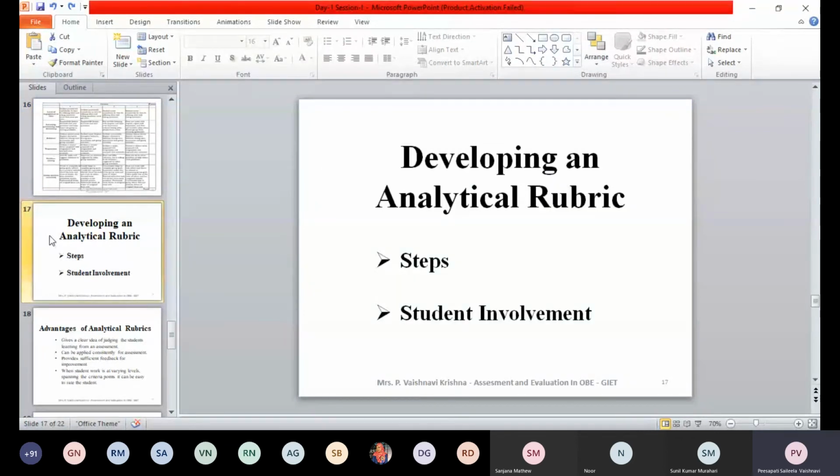Okay, now how are you supposed to develop a rubric? What are the different steps of developing a rubric?